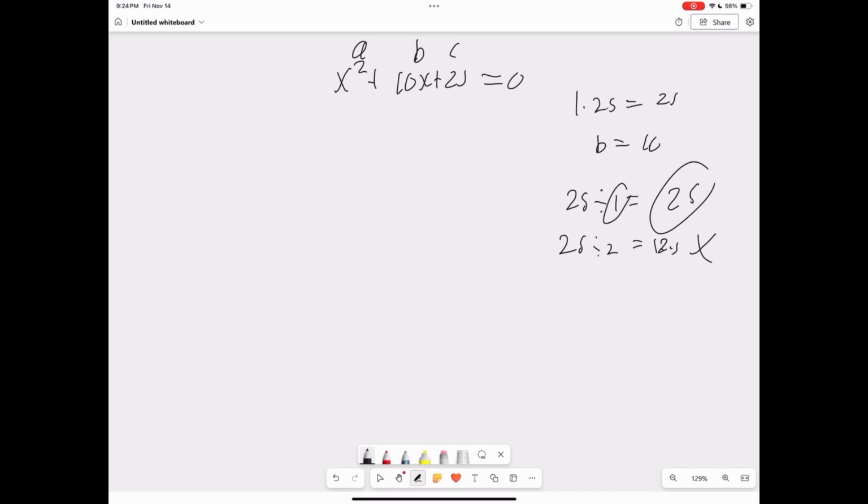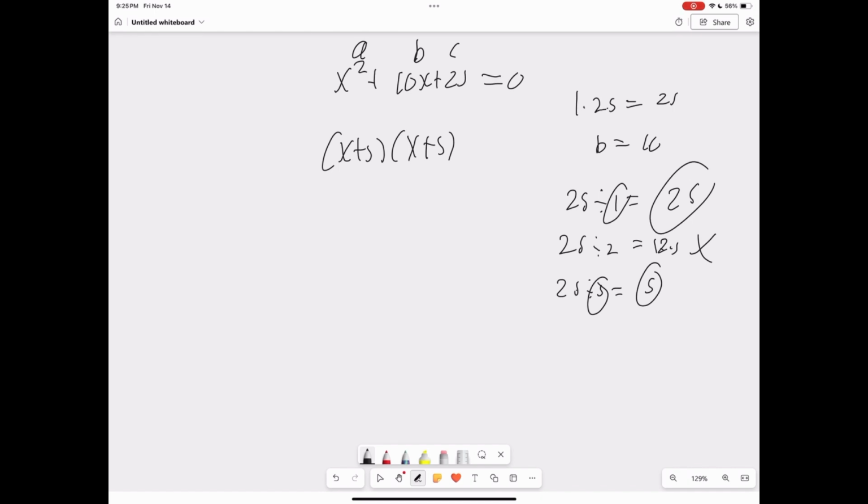25 divided by 3 is also a decimal. 25 divided by 4 is also a decimal. Now 25 divided by 5. This is a combination. If 25 divided by 5 is 5, that means 5 times 5 is 25. And 5 plus 5 is 10, so this double combination of numbers gives us our factors. That means our answers are simply x plus 5 and x plus 5. That's it.